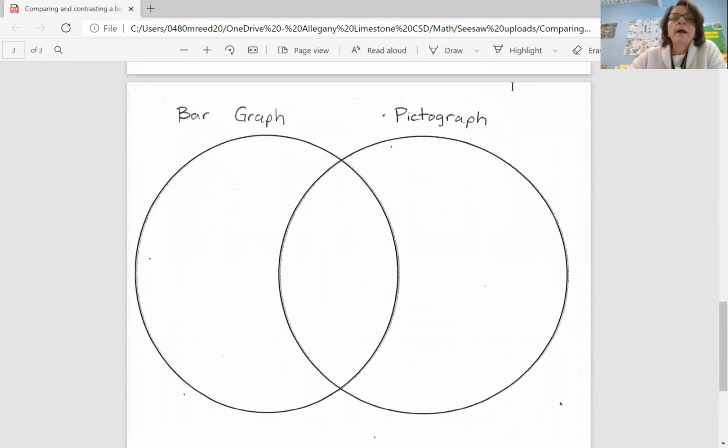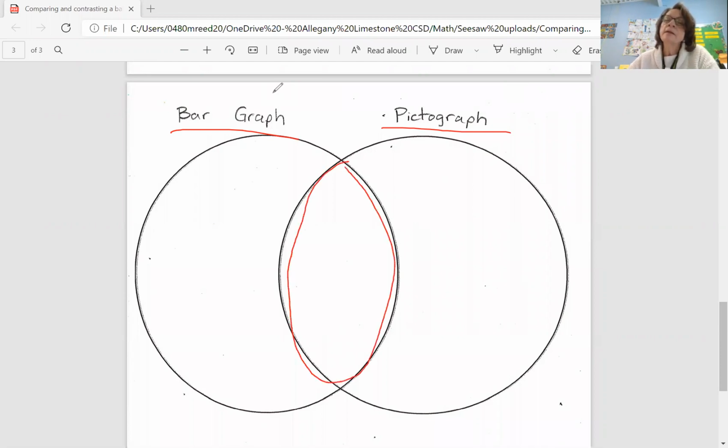And here's a Venn diagram where we are comparing a bar graph to a pictograph. So you'll notice there are two circles, and in the middle here, they overlap. All right, where they overlap, those are the similarities or the ways the bar graph and pictograph are alike. Over here in this area are all the characteristics of just the bar graph, and in this part of the circle over here, those are all the characteristics of just the pictograph. So let's start with what they have in common.